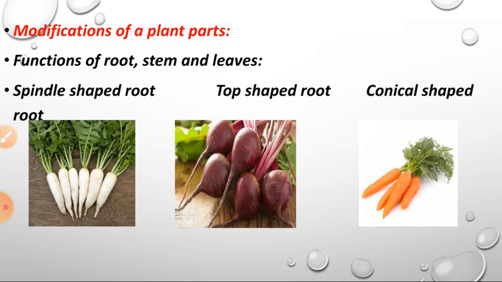Some changes in a plant are known as modification. For example, you can see the cactus plant in a desert. Where can we see the cactus plant? We can see it in a desert. In this cactus plant, the plant itself is a stem, and the thorns present on this cactus plant are called leaves.